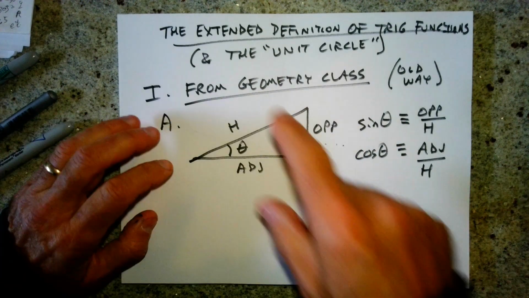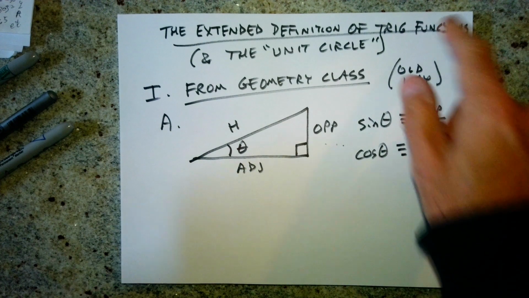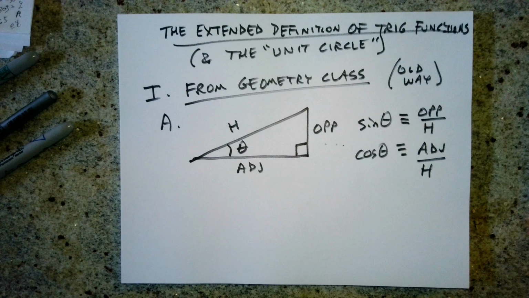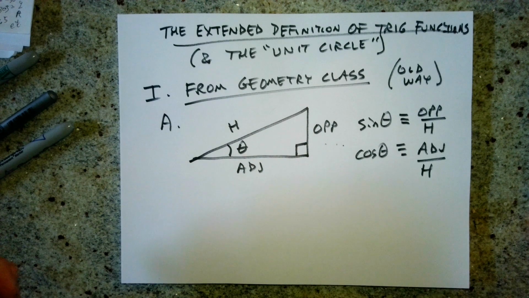This video will explain what we mean by the extended definition of trigonometric functions. Another way of putting that is, how come they seem to be defined for triangles and then they just seem to be defined for circles? I don't understand. So this video will explain the ideas behind that.